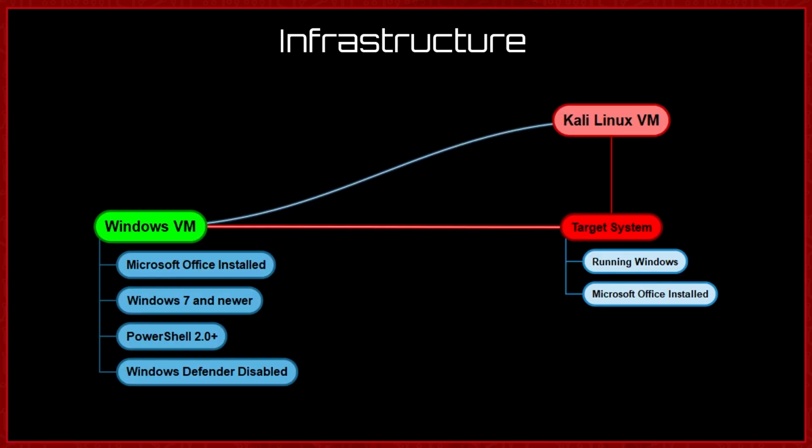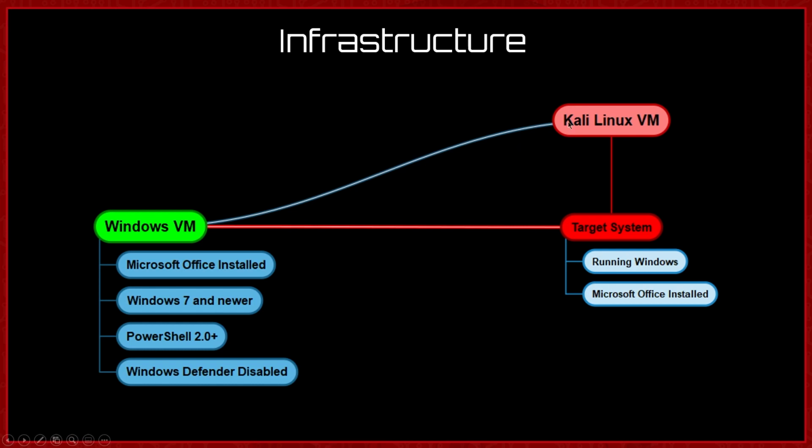Then we have the infrastructure in terms of our lab, because I'm doing this on my virtual hacking lab here in my office. So we are going to require a Windows VM that has Microsoft Office installed, and has Windows 7 and newer installed. So again, it needs to have Windows 7 or 8 or 10. It requires PowerShell 2.0 and newer, and you need to have Windows Defender disabled. This Windows VM is going to be used for the generation of the malicious document with Luckystrike.